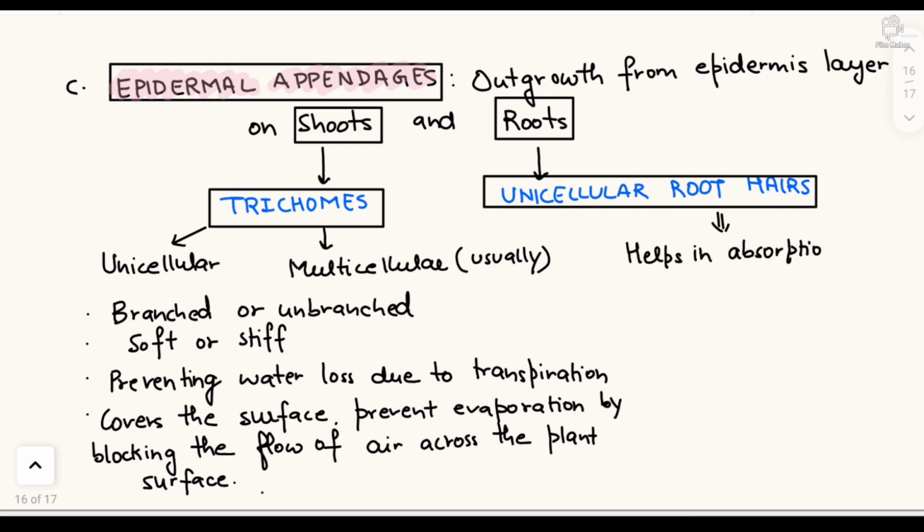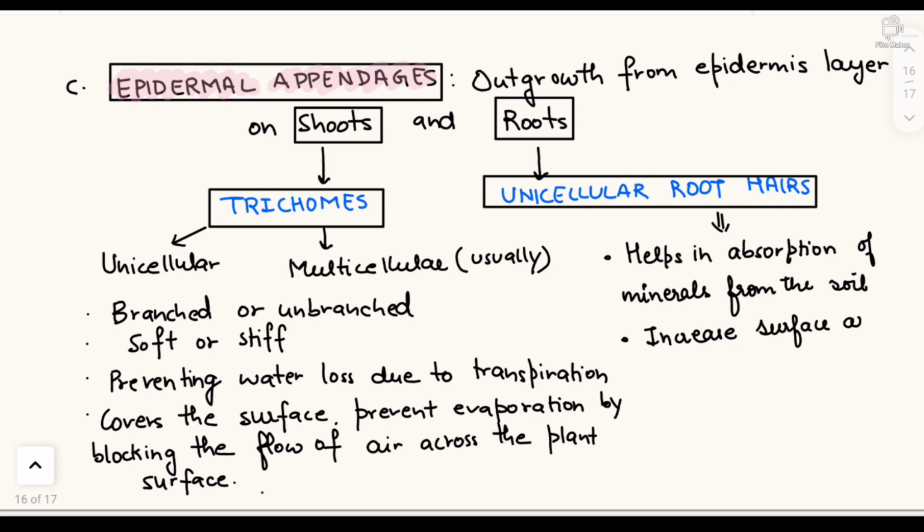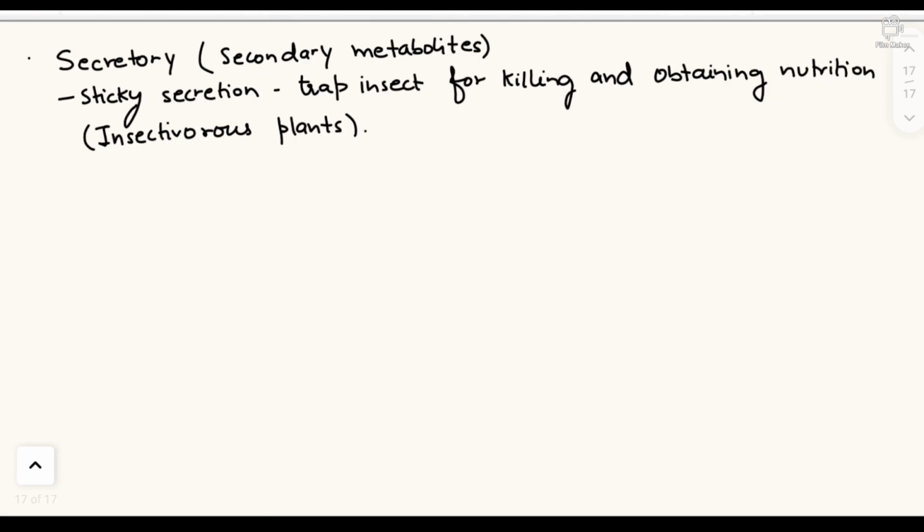Next we have unicellular root hairs, which always remain unicellular. First of all, they help in absorption of minerals and water from the soil, and a very important function is that they help to increase the surface area for absorption by roots. So it increases the surface area for absorption. They help to absorb nutrition and minerals from the soil. So these are the functions of epidermal appendages, that is trichomes and root hairs.